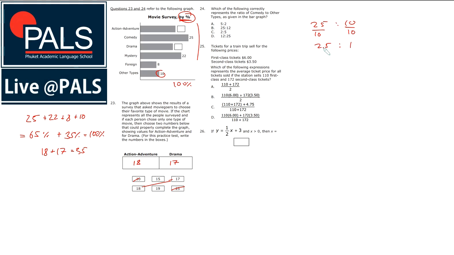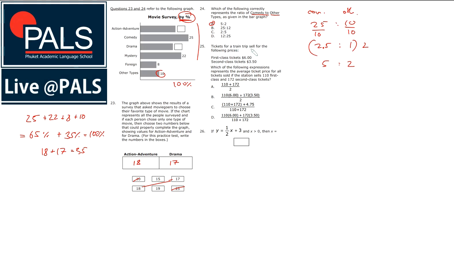And this is now a decimal, so we need to turn that into a whole number. 2.5 is turned into a whole number by multiplying it by 2, so we multiply this whole thing by 2, so it will be 5 to 2. And that is answer A. And it's important, so we could fall for C, but it says the ratio of comedy to other. So here is comedy and here is other. 5 to 2. Comedy to other.